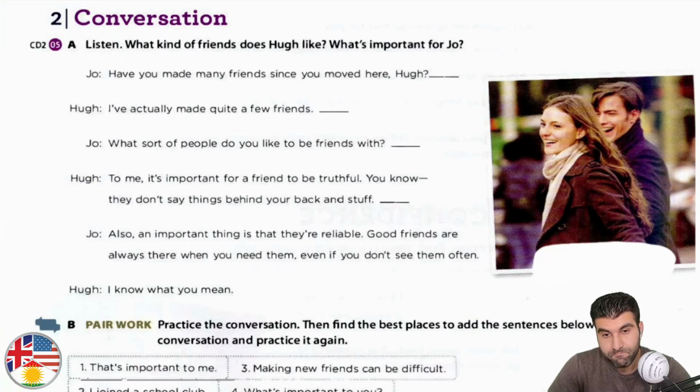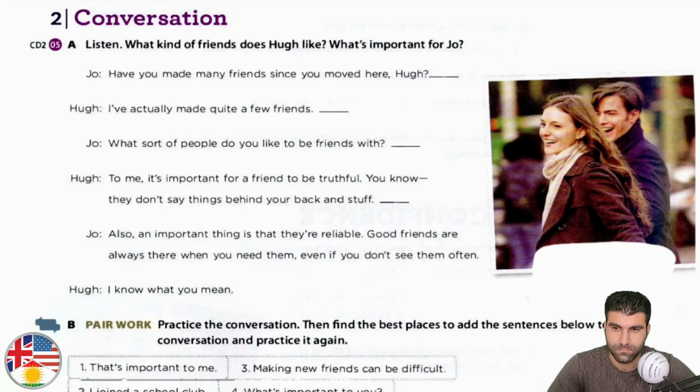Okay? So I'm going to play the audio track. Listen to it carefully, and after you listen to it, I'll be back to help you translate the whole transcript into Kurdish. So just go ahead and enjoy it.